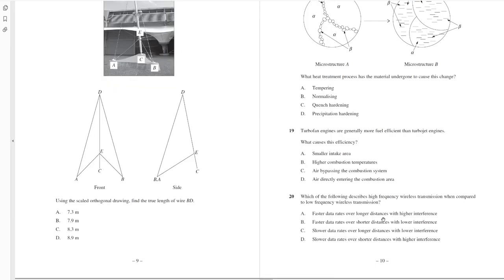Question 20, which of the following describes high frequency wireless transmission? The higher the frequency, the more data we can send, but it tends not to go very far. I always use the example of Wi-Fi. We have 5 gigahertz and 2.4 gigahertz. In our house, it's Duck and Chicken and Batcave. Batcave is the fast one.